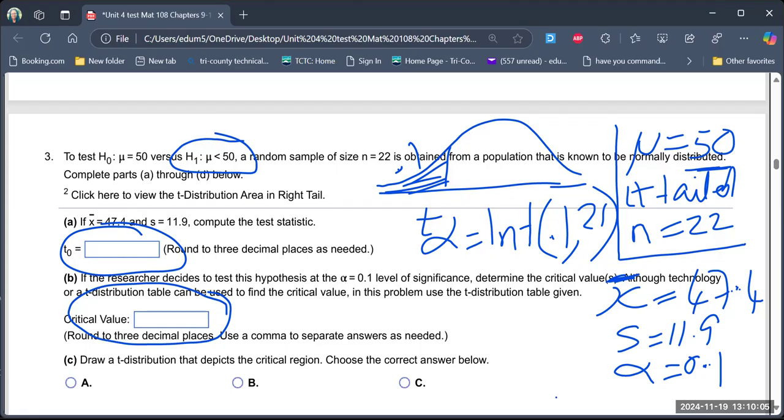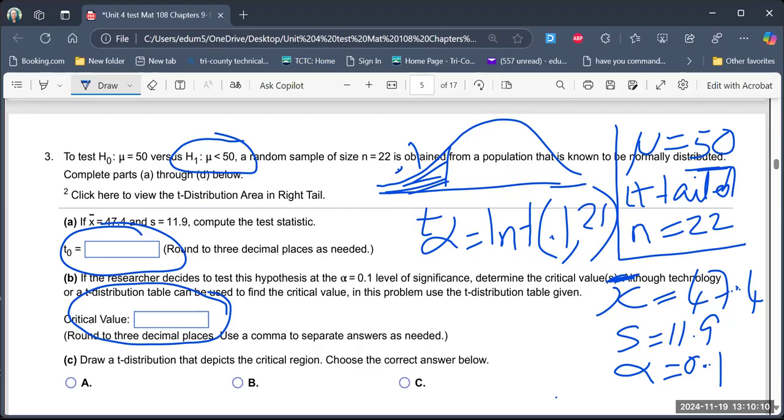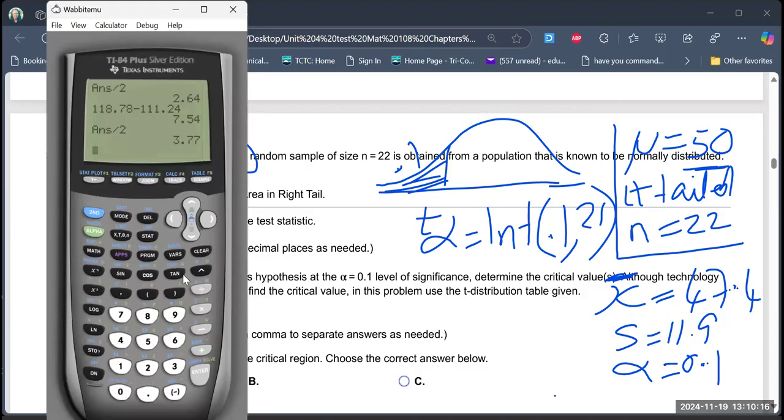Okay, now let's calculate. Let's use my calculator and calculate the inverse T at 10% with 21 degrees of freedom. To get inverse T, I go to distribution. Inverse T is number 4. I just want to make sure we touch every section. By the way, the most important thing is that the test contains chapter 9, central limit theorem, chapter 10, confidence interval, and chapter 11, hypothesis testing.